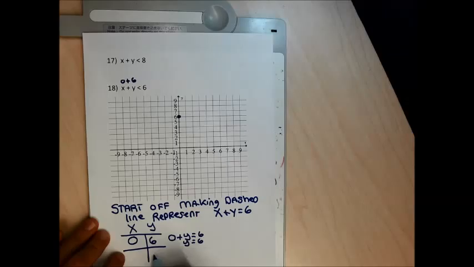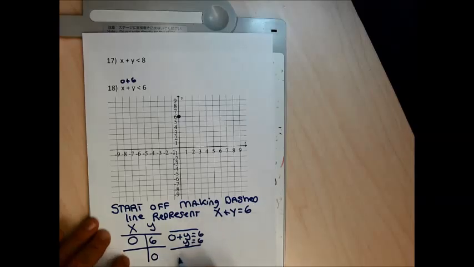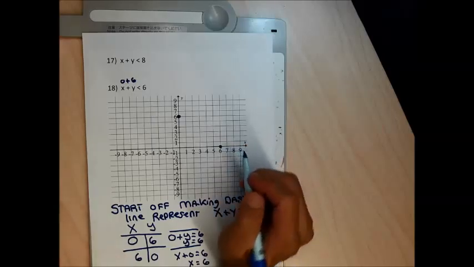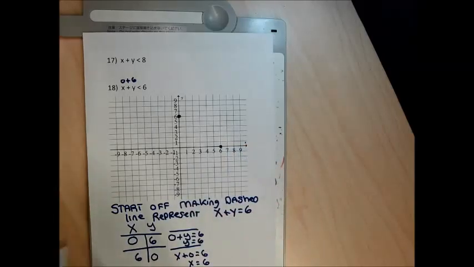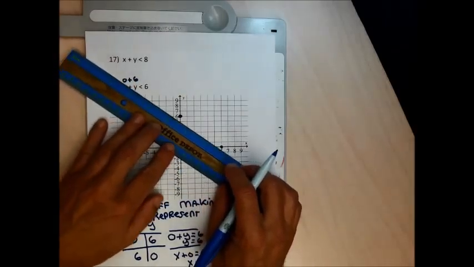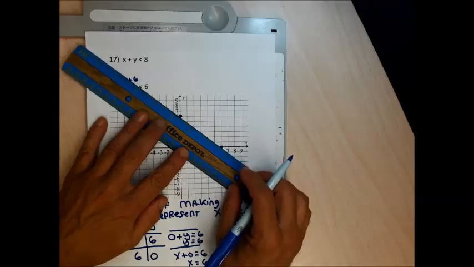Next thing I'm going to do is put a 0 in my y column, and that causes me to go to my equation and put a 0 in for y. I'm going to go x plus 0 equal to 6, and that's going to give me x equal to 6. Next I'm going to plot the point 6, 0, and now I'm going to connect those 2 points with a dashed line, and this will be a picture of x plus y equal to 6. It's the boundary of what I need to work with here.